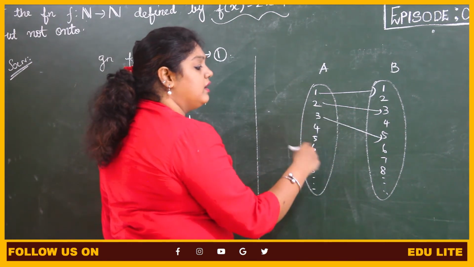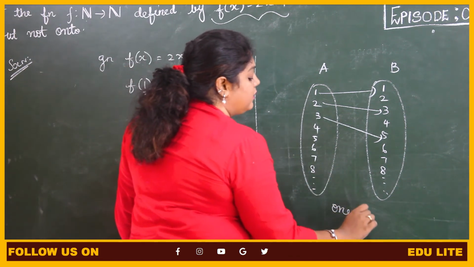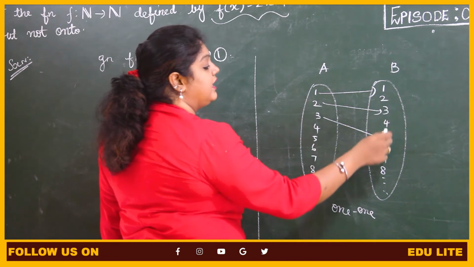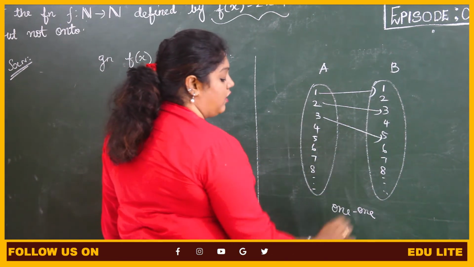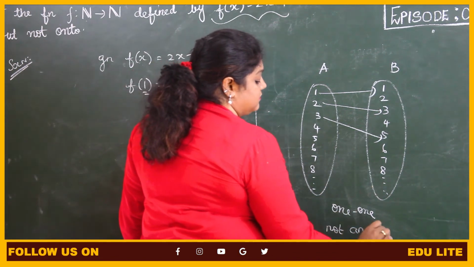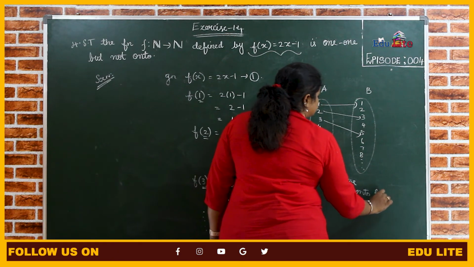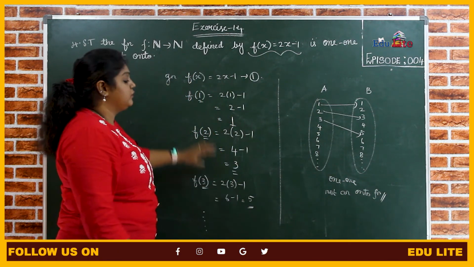If I take 4, I will have some other image. So it is a 1 to 1 function, whereas many elements in this don't have a pre-image. Therefore it is not an onto function. It is an into function. We are asked to show that it is 1 to 1 but not onto, hence we have proven.